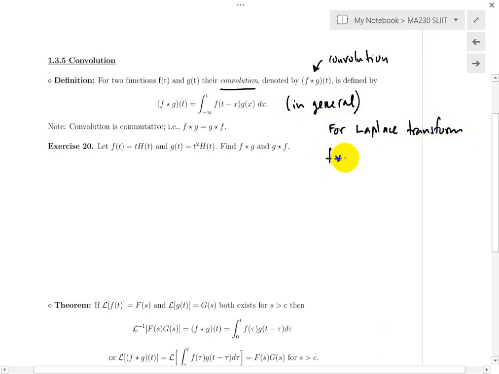So f convolution g is going to be the integral from 0 to infinity of f(t minus x) g(x) dx. This is a function of time. So the only difference is the lower limit. Because even if we are going to integrate from minus infinity to t, from minus infinity to 0, everything is 0, right? So nothing to do.